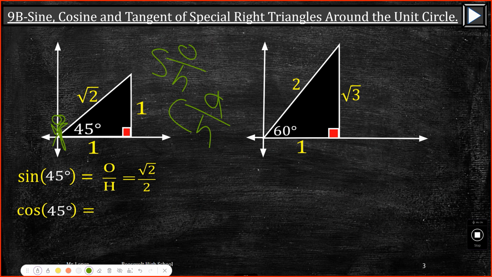Adjacent over hypotenuse. Cosine is adjacent over hypotenuse. What is adjacent? 1 over root 2, which is root 2 over 2.